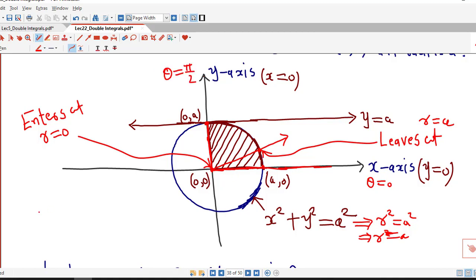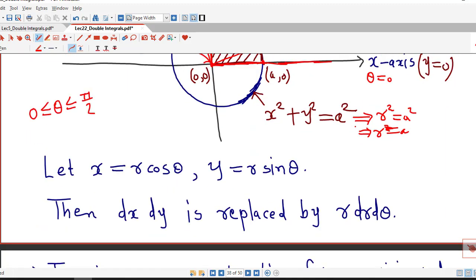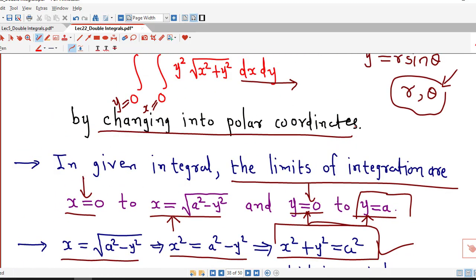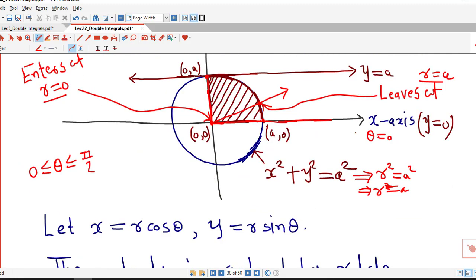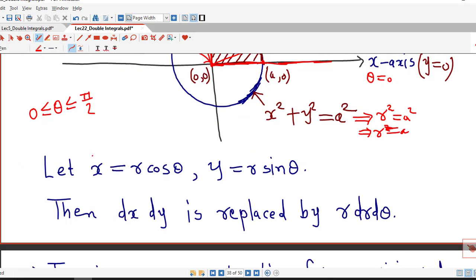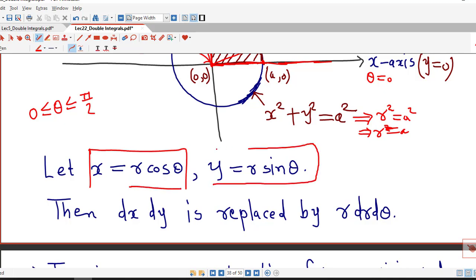So theta has limits from 0 to pi by 2, and the limits of r are from 0 to a. Once we have the limits of integration, we can evaluate this double integral by converting it into polar coordinates. So we consider this substitution. We take x equal to r cos theta and y equal to r sin theta. So we know that dx dy will be replaced by r times dr d theta.